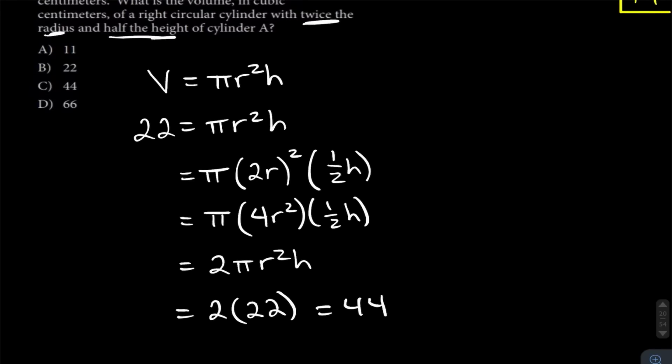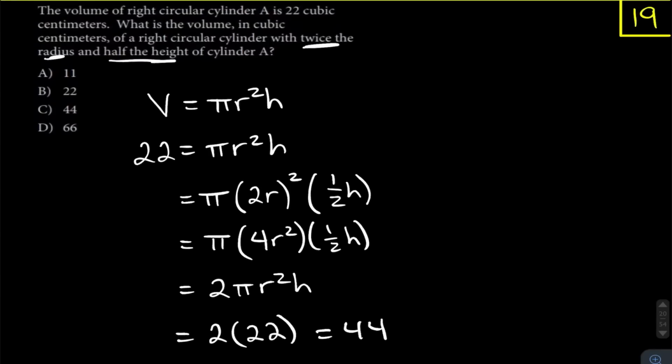Okay, you're just doubling the volume. That's what this 2 does. Because if you double the radius, it quadruples the volume. And if you halve the height, well, that's just going to halve the entire volume. So it's different, right? It's not the same effect for radius as it is for height because the radius is being squared. Anyways, your answer here is going to be choice C.